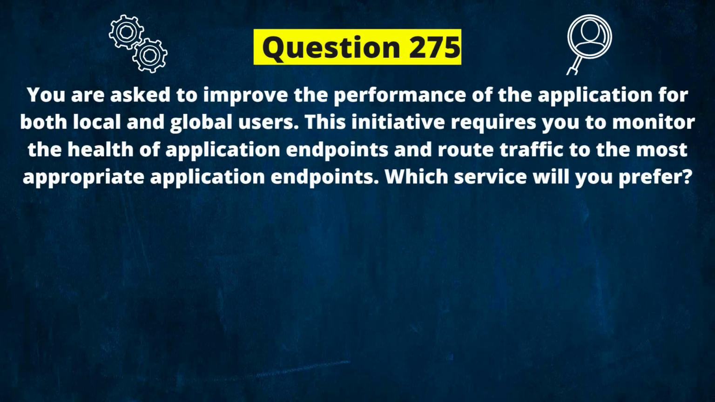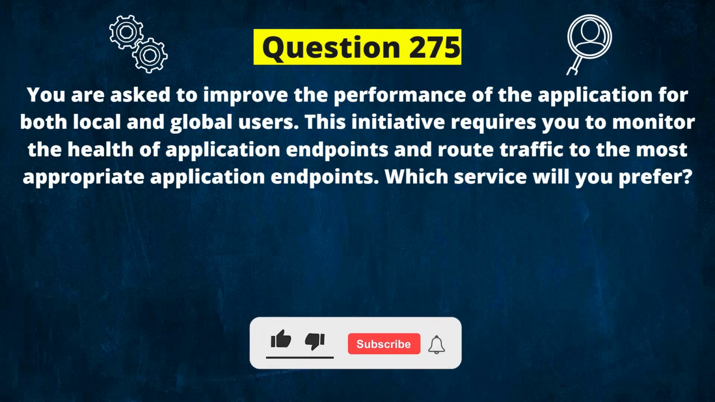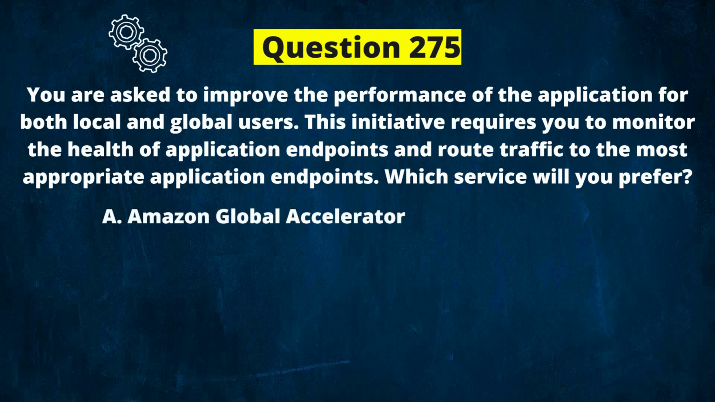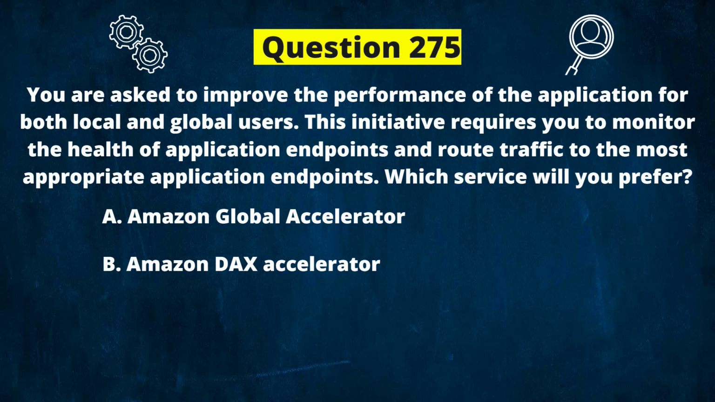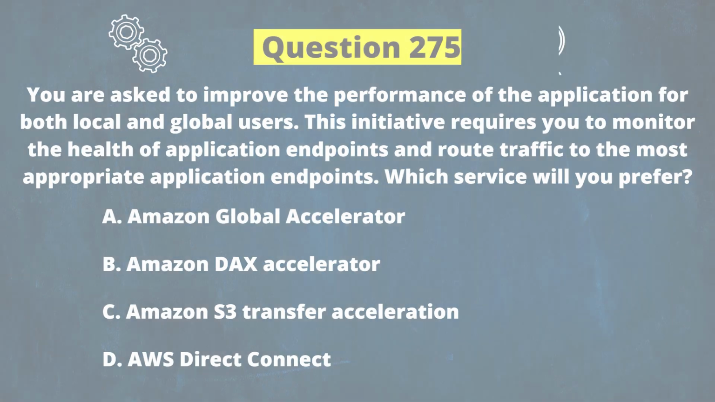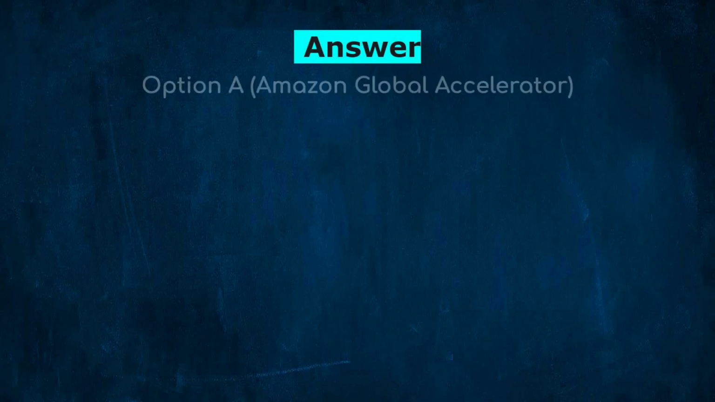Next question. You are asked to improve the performance of the application for both local and global users. This initiative requires you to monitor the health of application endpoints and route traffic to the most appropriate application endpoints. Which service will you prefer? And the options are: A. Amazon Global Accelerator, B. Amazon DAX Accelerator, C. Amazon S3 Transfer Acceleration, D. AWS Direct Connect. And the correct answer is option A.